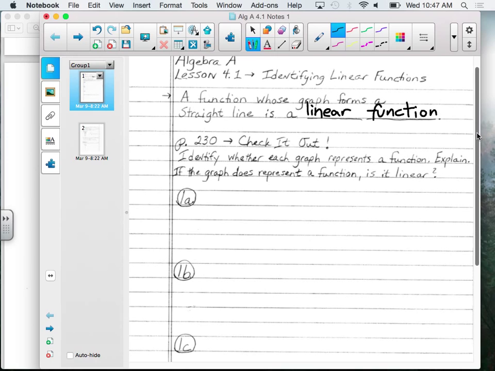So who remembers what functions are? Does it ring a bell at all, at least? Sort of. Cody's searching for something.